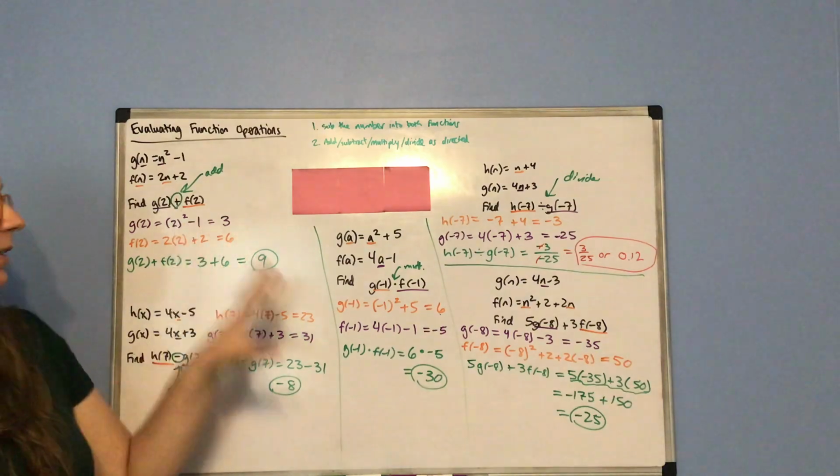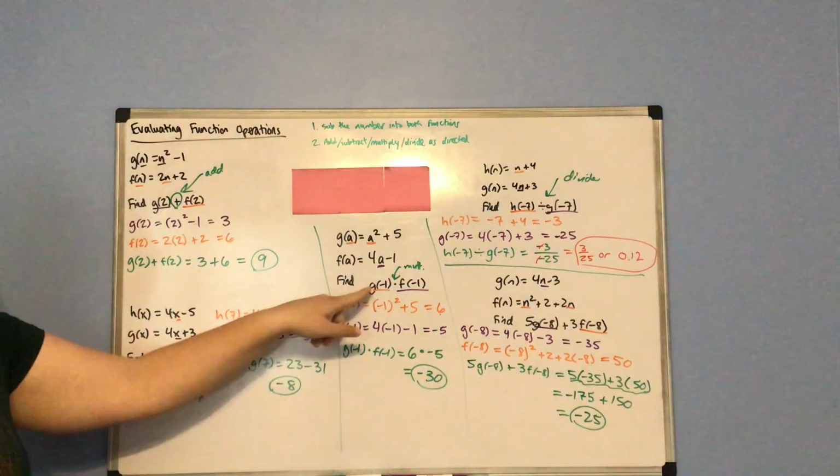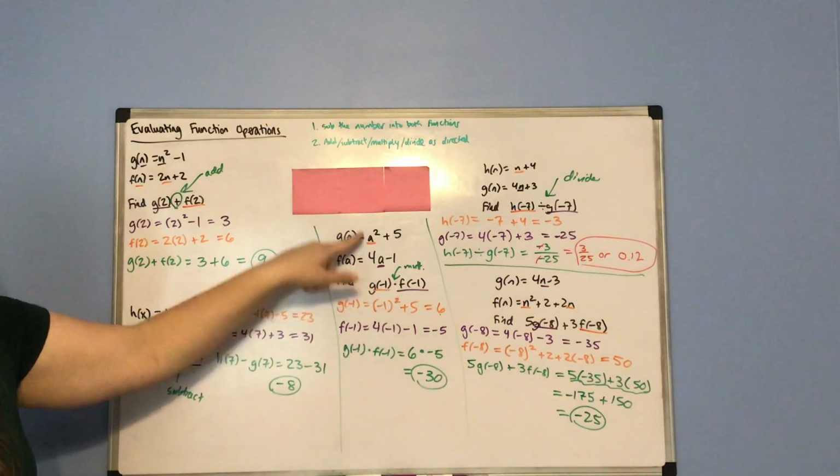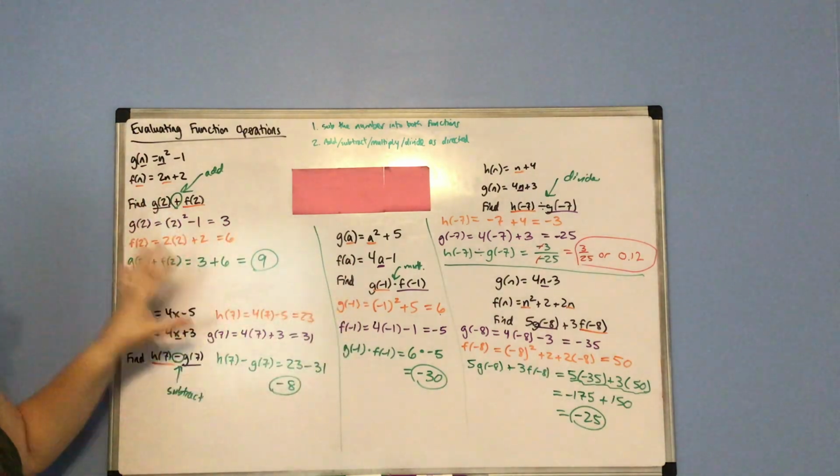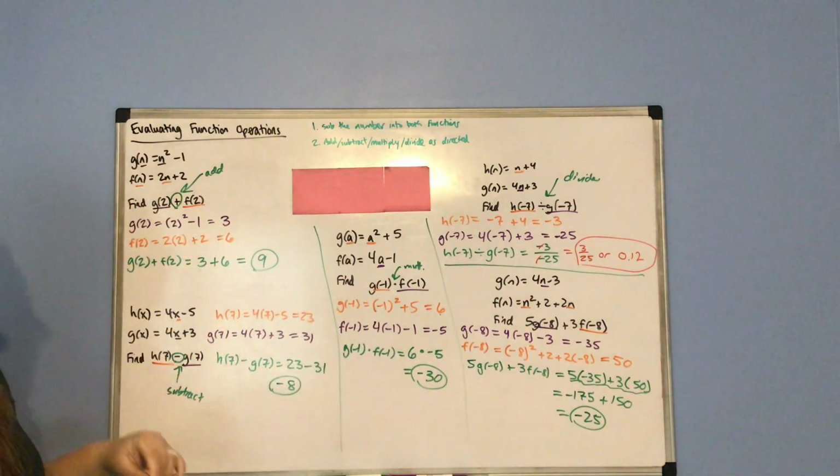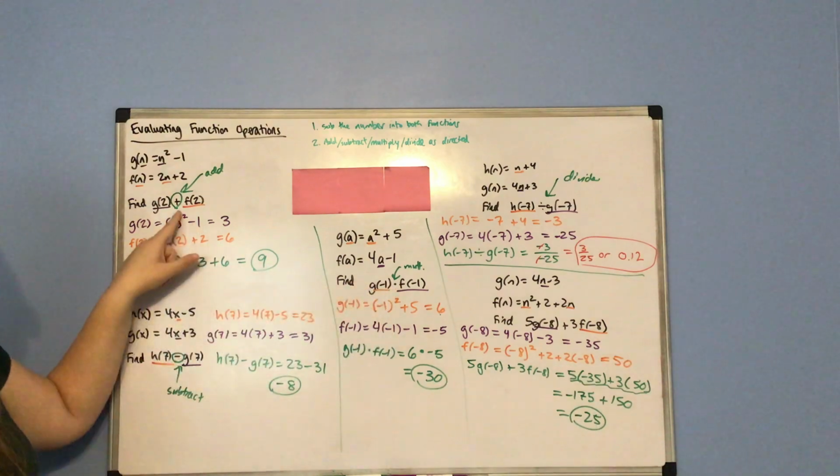So again, to deal with evaluating function operations, plug the number, whatever you see inside the parentheses, into both functions, and then add, subtract, multiply, divide, etc. as needed, depending on what sign you see in between your functions.